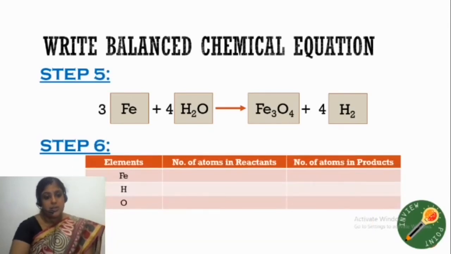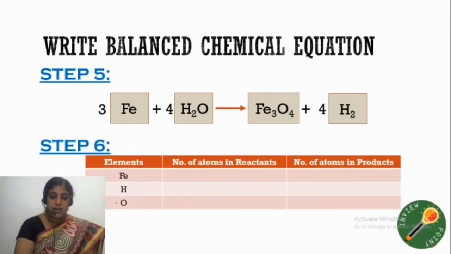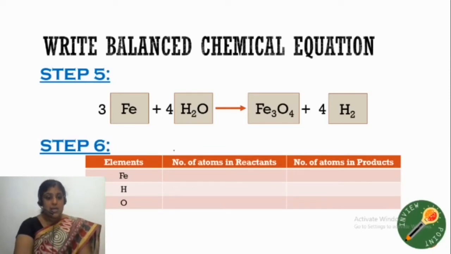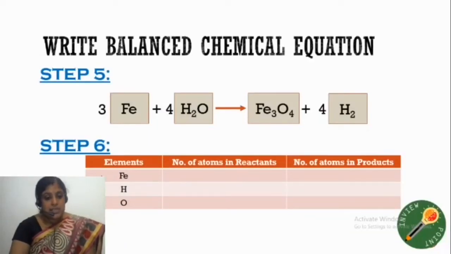Let's check it. The next step is to take all these elements and find the number of atoms of each element in the reactant side and product side for the revised chemical equation. In the last step we got the equation 3Fe plus 4H2O gives Fe3O4 plus 4H2. First take the iron element. It is 3Fe, so the number of atoms is 3 in the reactant side, and in the product side it is Fe3, so also 3. Now it is equal, right?